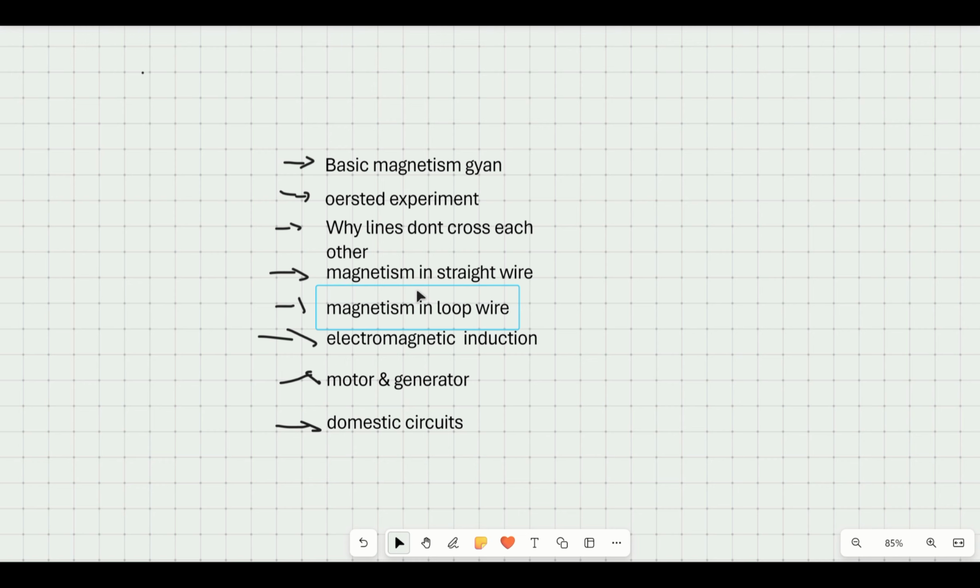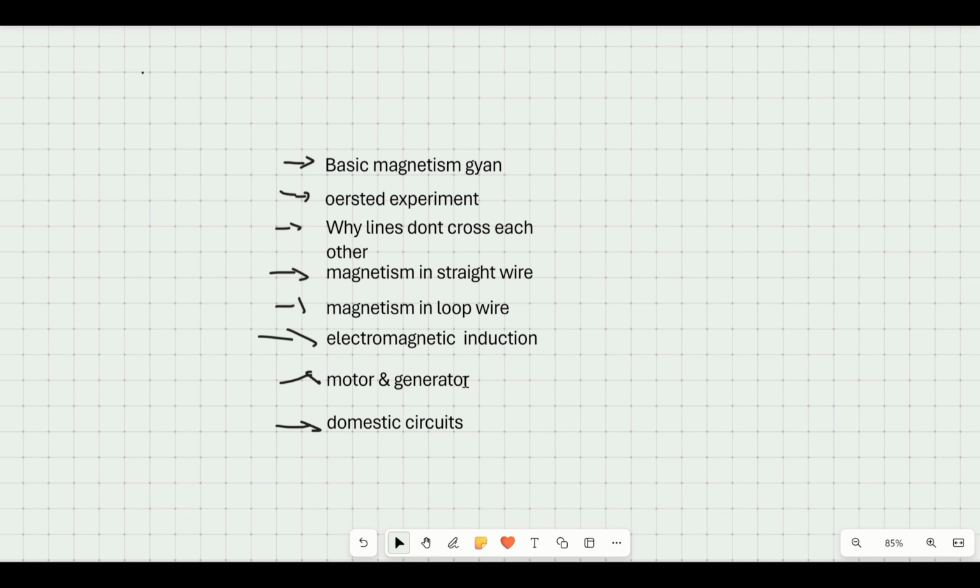Then, the magnetism in straight wire, magnetism in circular loop wires. Then, the hardest thing, electromagnetic induction. Then, motor and generator, and then domestic circuits. You may think that motor and generator is deleted from the topic, but it is very important. And yes, in electromagnetic induction, motor and generator comes. Sometimes I have seen in 2023 boards and 2024 sample papers, the questions about electromagnetic induction do have some topics which are in the motor and generator. So we will study these all.